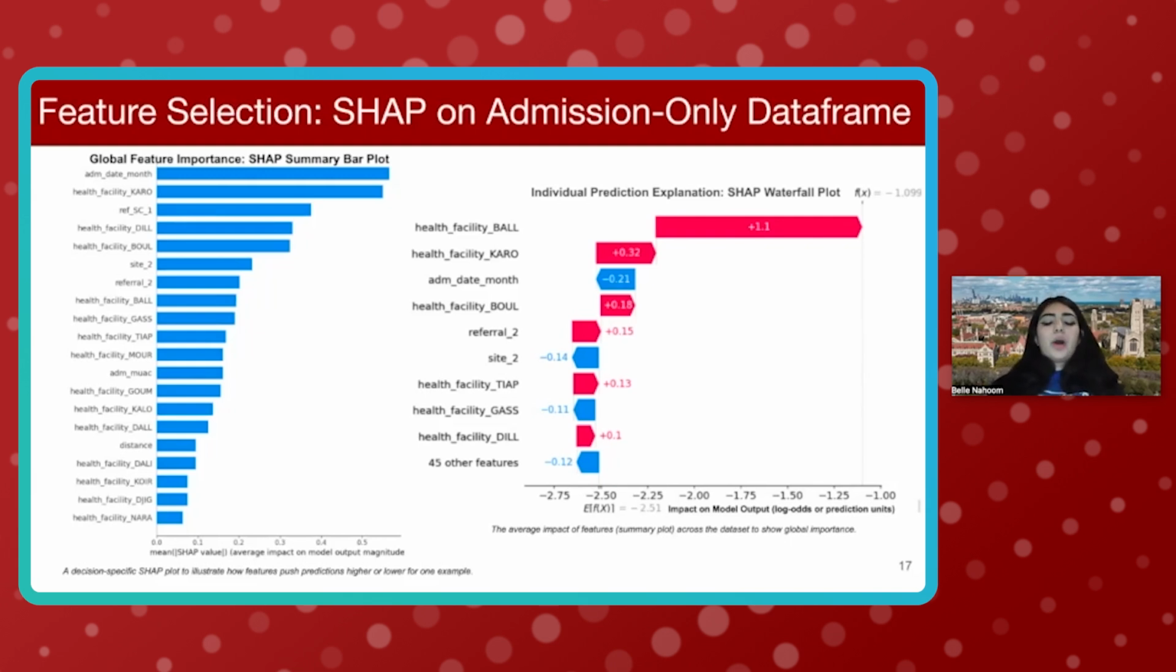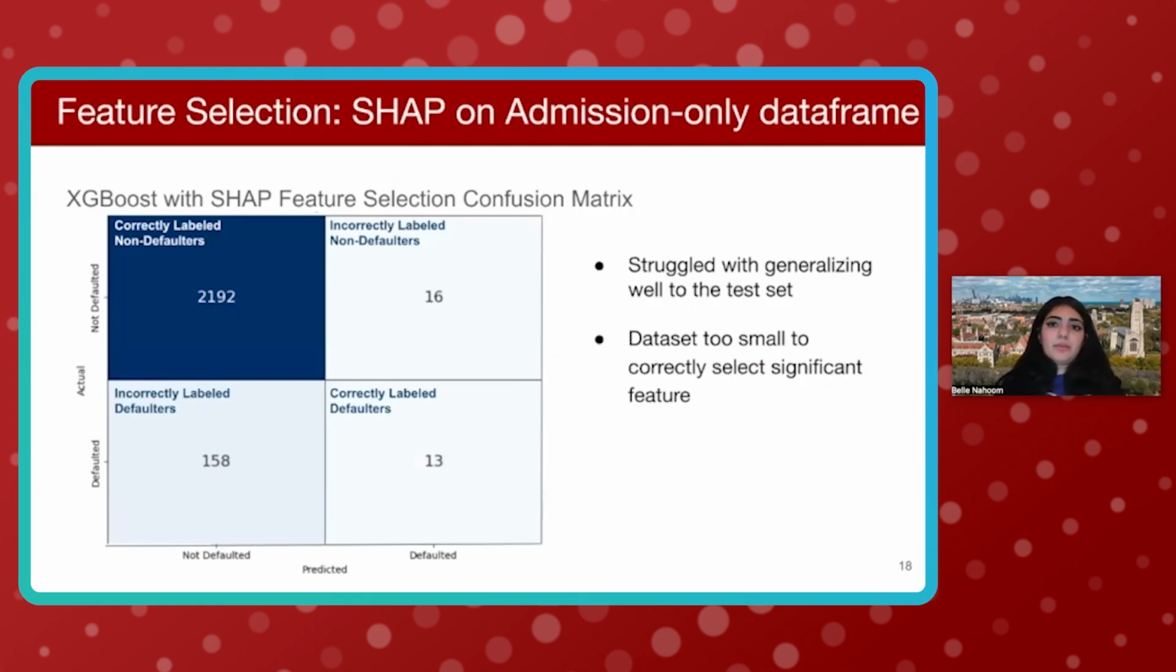Although we were aware of the problem with this tool, we wanted to explore how well we could combine this feature selection with an XGBoost model. In the next slide, we see the confusion matrix representing that model. Generally, this model struggled with generalizing well to the dataset, and it was just too small of a dataset to accurately select significant features.